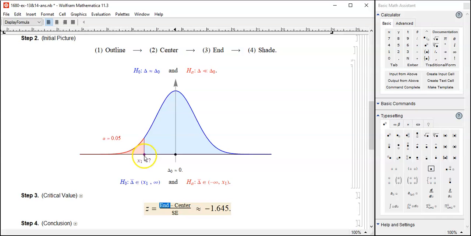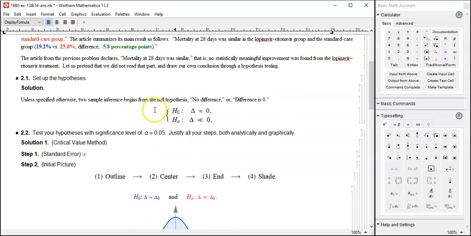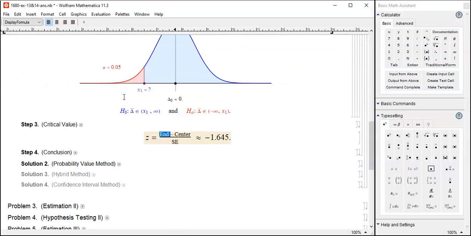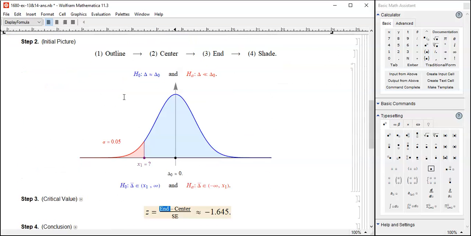And what do you do now? Compare that with the given difference of negative 5.8 percentage points, so negative 0.058. If negative 0.058 falls over here, then close to null, so null wins. If it falls here, then too far away from null, so null loses.